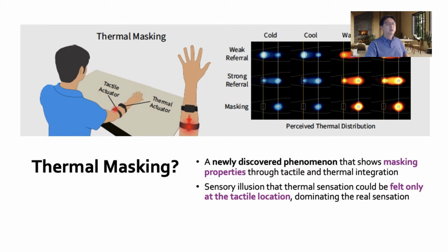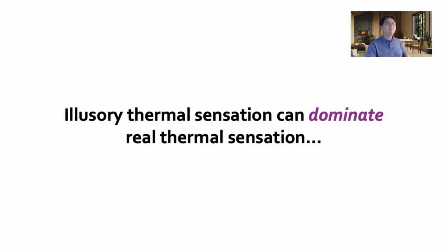Thermal masking is a newly discovered phenomenon that shows masking properties through tactile and thermal integration. We found that thermal illusion could be perceived only at the tactile location, dominating the original thermal sensation. And that means the illusory thermal sensation can dominate the real thermal sensation.